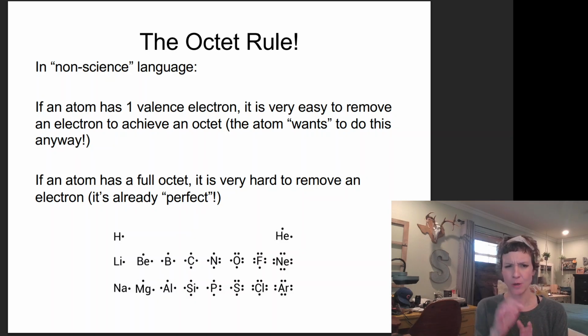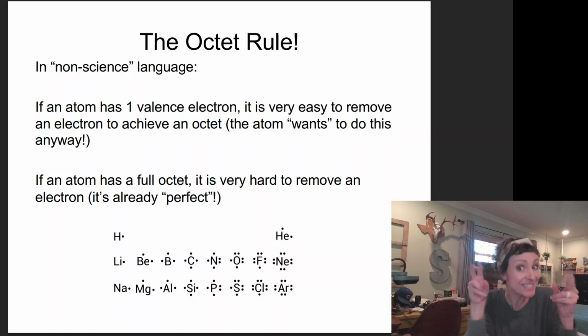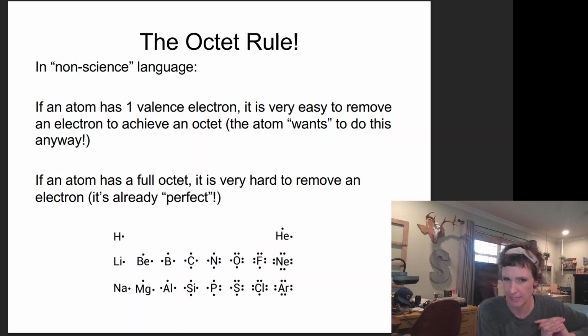If an atom has one valence electron, like an alkali metal, it's going to be real easy to remove that one electron to get to that octet. The atom wants to do that anyway. That's why everybody in group 1 with one valence electron makes a +1 charge ion. But over here in my noble gases, if an atom has a full octet, no, do not take an electron off of me. It's going to be much harder to remove an electron because it's already perfect, right? We know our noble gases are perfect.